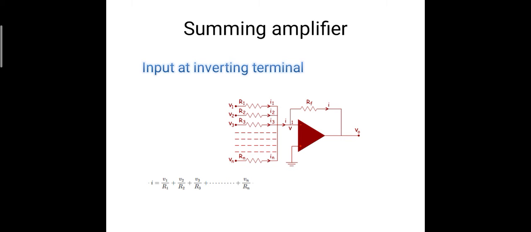At node 1 we apply Kirchhoff's law, that is I is equal to V1 by R1 plus V2 by R2 plus V3 by R3 up to n number of terms. At the output side we get I is equal to minus V0 by Rf. On comparing these two, we get V0 as minus Rf by R1 V1 plus minus Rf by R2 V2 plus minus Rf by R3 V3 up to n number of terms. Thus, the input voltages get summed up. Thus, we refer to it as a summing amplifier.